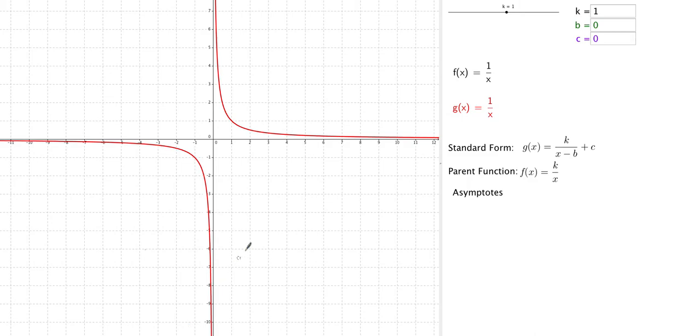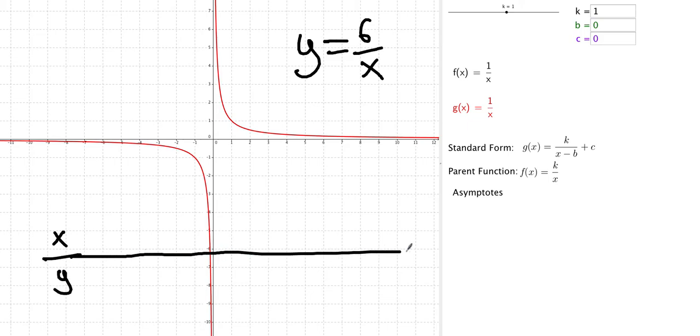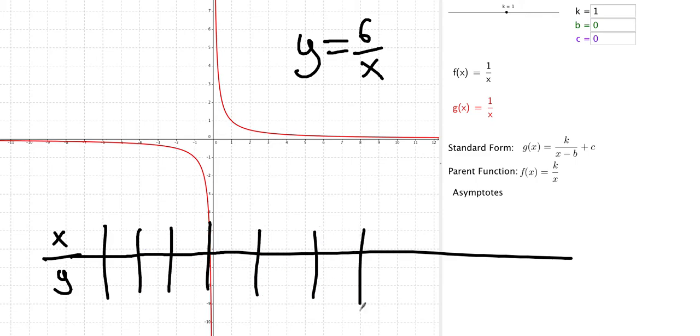Okay, let's do example 1 from your book. Example 1 says draw the graph y equals 6 over x. To do that, let's create a table. Let's do x and y values, and let's do a lot of them. First of all, x can't be 0, but in the middle, let's just plug in 1. When x is 1, what is y? If you plugged in 1 for x, you would get 6 over 1. So if you plug in 1 for x, you will get 6 for y.